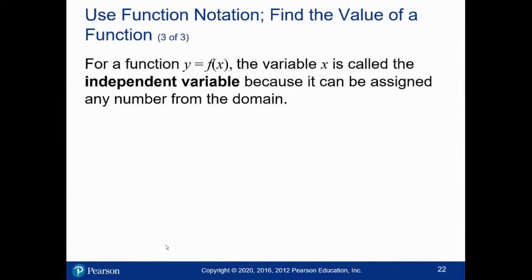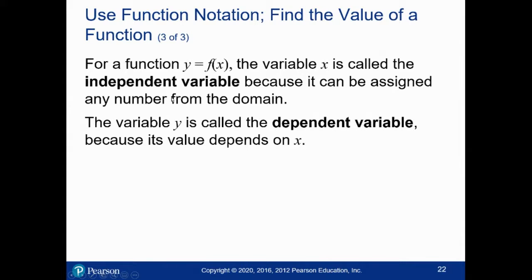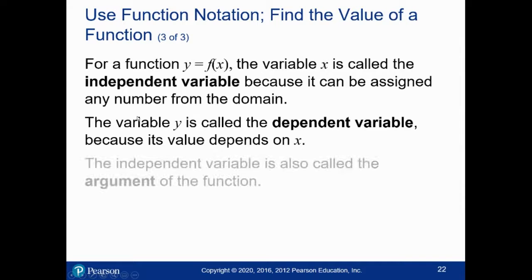So if we're writing y is equal to f of x, x is called the independent variable. It's independent because you can let it be whatever you want as long as it's in the domain. Y is called the dependent variable because it depends on x. When you make a choice of x, the function f will tell you the value of y. So y is said to depend on x. X is independent and y is dependent. Some people also call x, the independent variable, the argument of the function. It's less common.